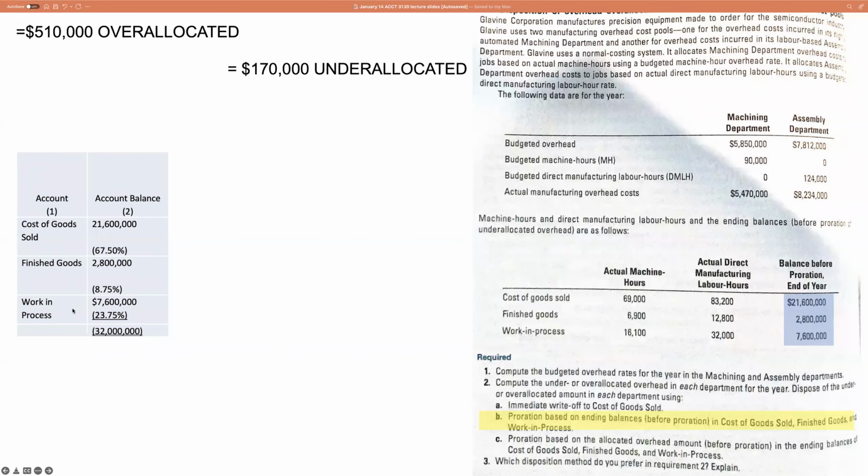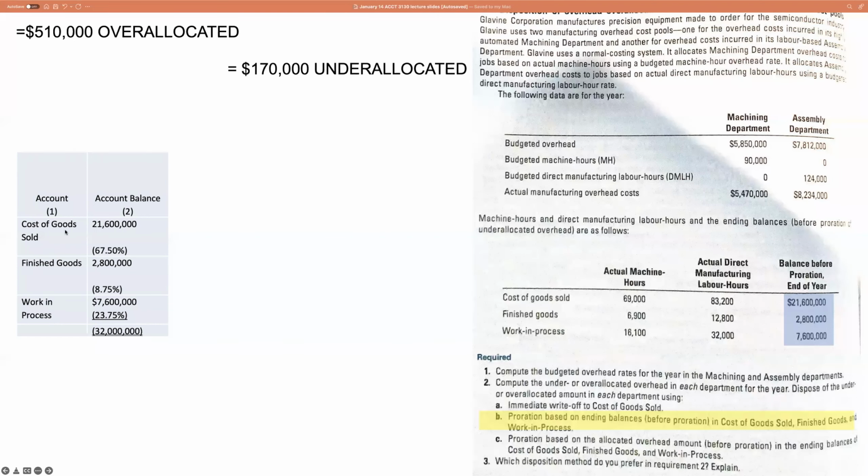Okay, so I'm gonna use this information on the left side of the screen to calculate the percentage. The total balance is 32 million. So I want to know the balance percentage for each of the 3 accounts. It worked out here: cost of goods sold is 67.5%, finished goods is 8.75%, work in process is 23.75%. These are the proportions for each account.